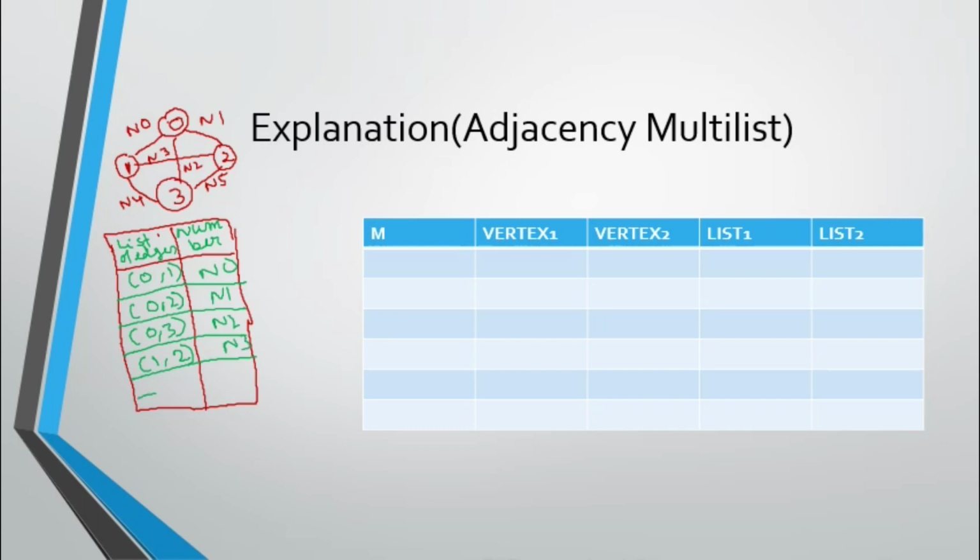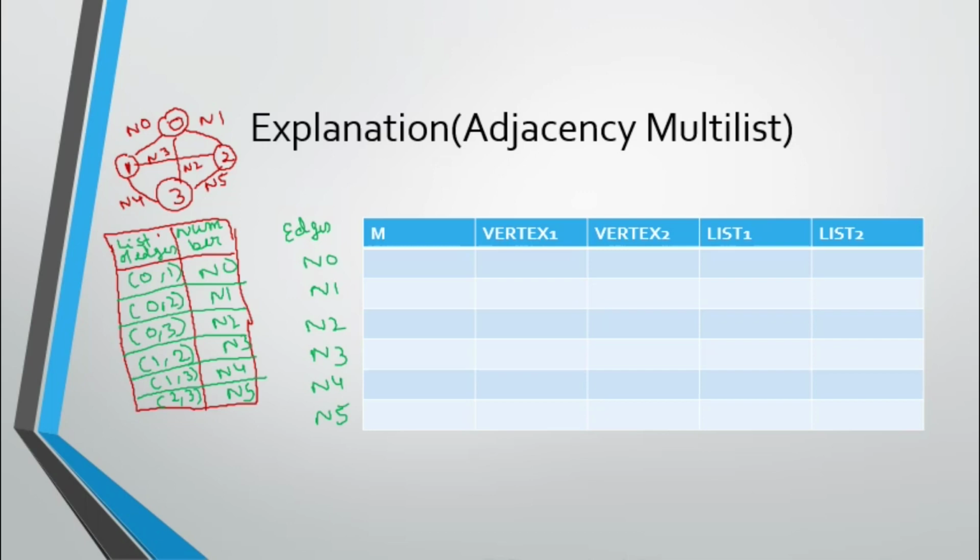Next I have 1 to 3, let me name it as n4. Finally I have 2 to 3, let me name it as n5. So these are the edges, and the numbers I can write here are n0, n1, n2, n3, n4 and n5. That is 6 edges.